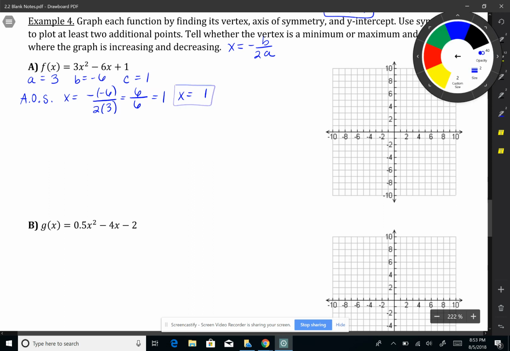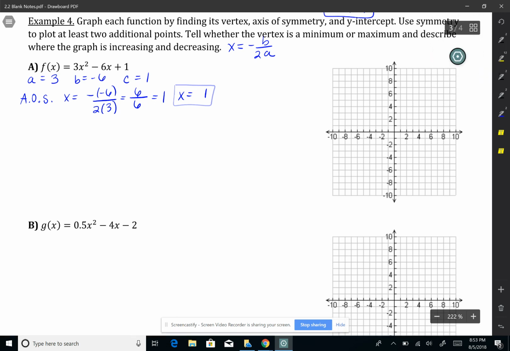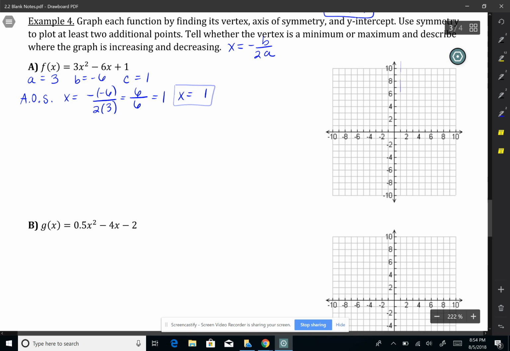Okay, so let's go ahead and graph that on our graph. So for the axis of symmetry, we use a dotted line because it's really not part of the graph. It just helps us know where the middle of our graph is.